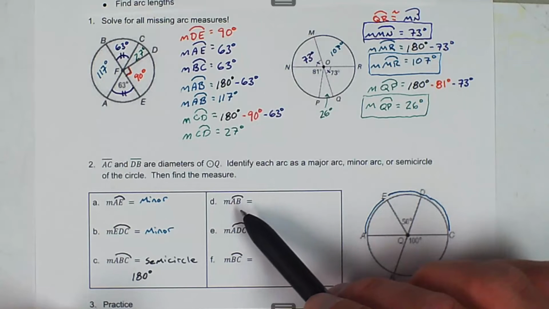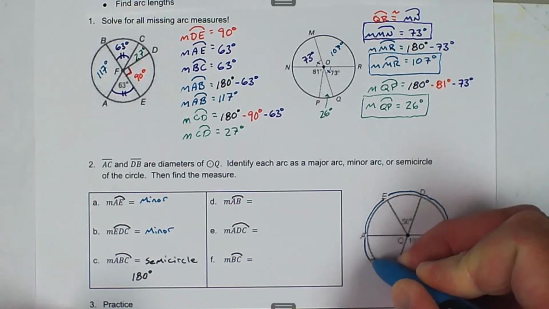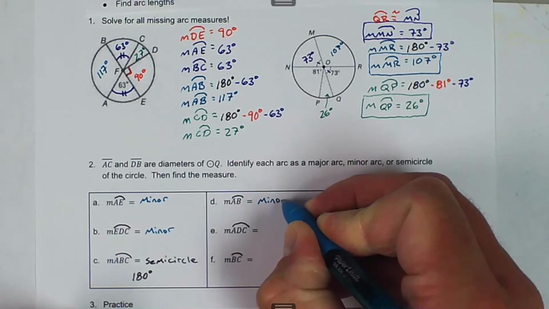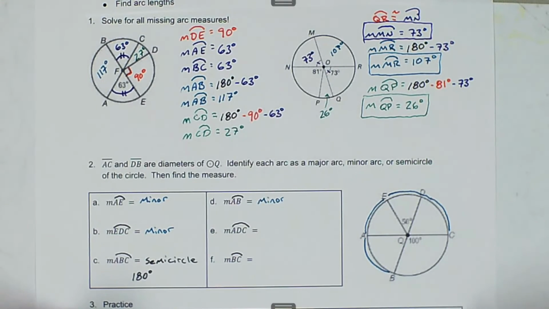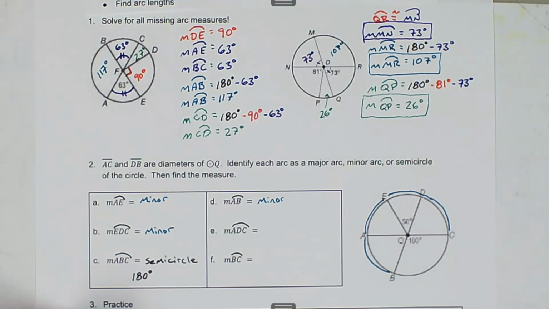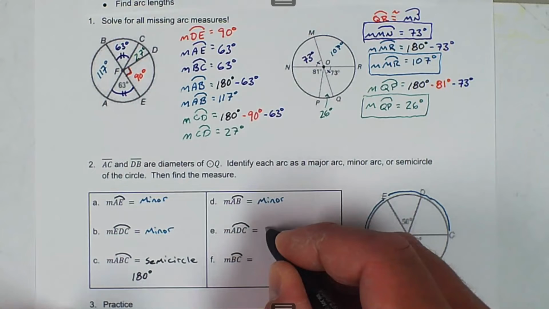Next, we can look at AB. AB is also going to be right here, and that is going to be a minor arc. And then measure of ADC, again, AC is a diameter, so ADC has to be a semicircle.